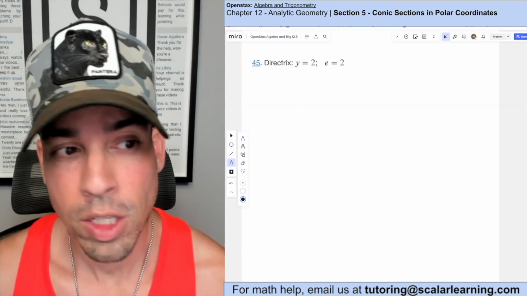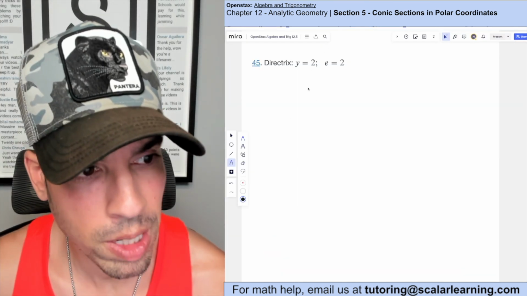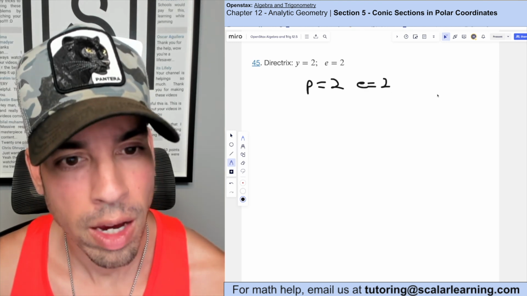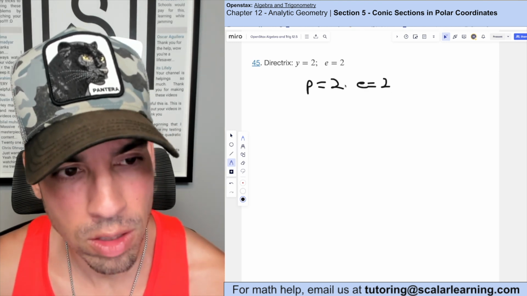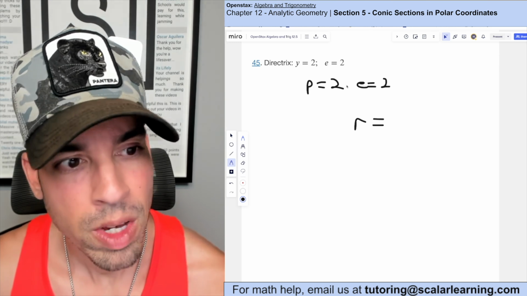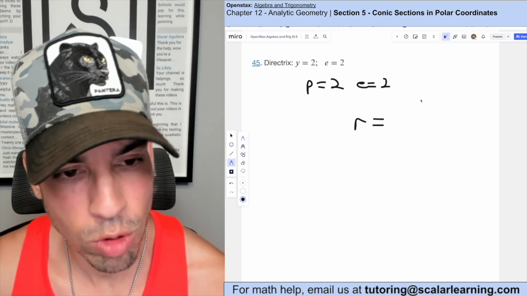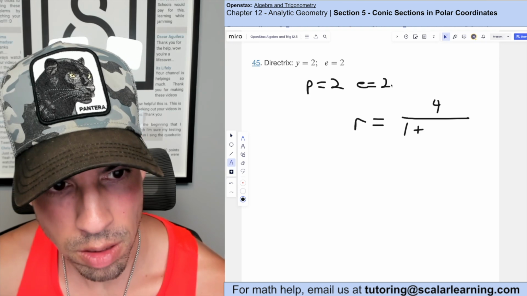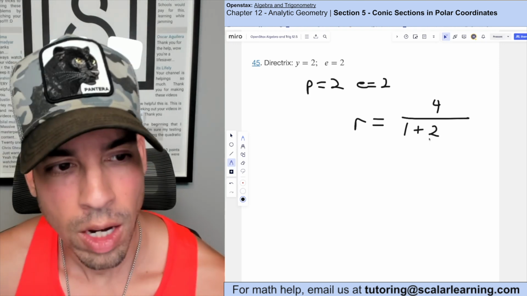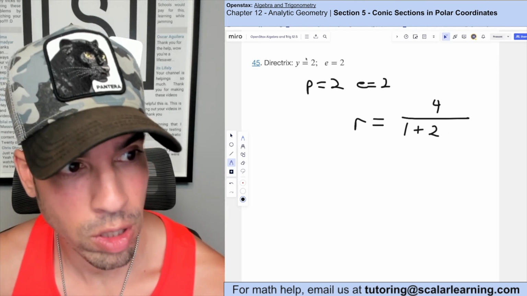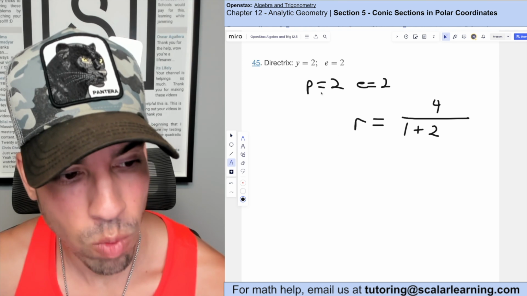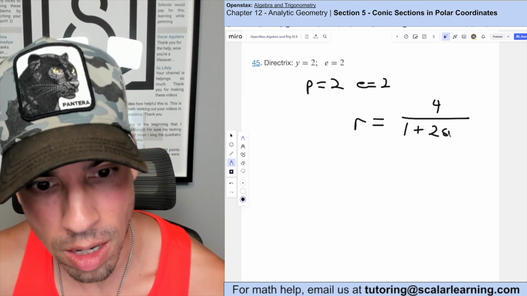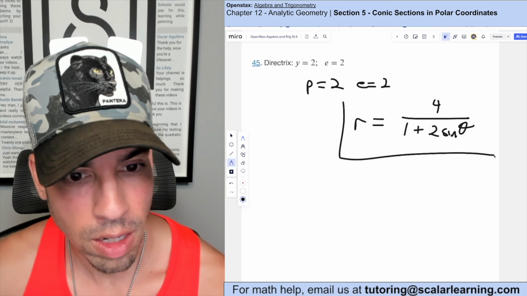Done. So for this one, we got an e value of 2 and a p value of 2. So p is 2, e is 2. And then we know that on the numerator, it's going to be e times p, which is 2 times 2, which is 4, over 1 plus, and then we have the e value 2. And now the question is, is it sine or cosine? Well, since I have a directrix of y equals 2, meaning a horizontal line, it's going to be sine theta right here. And that's how you do it.